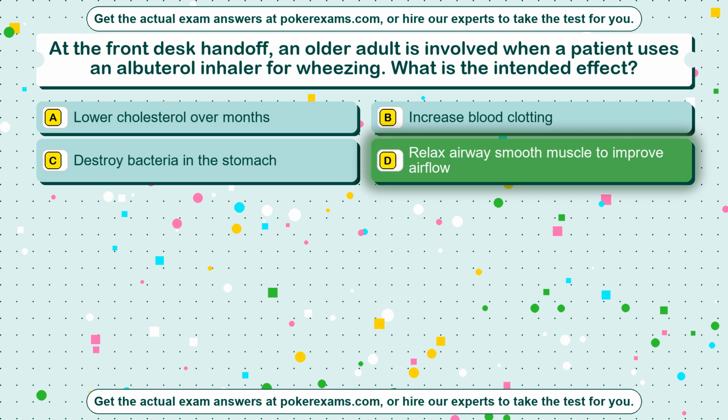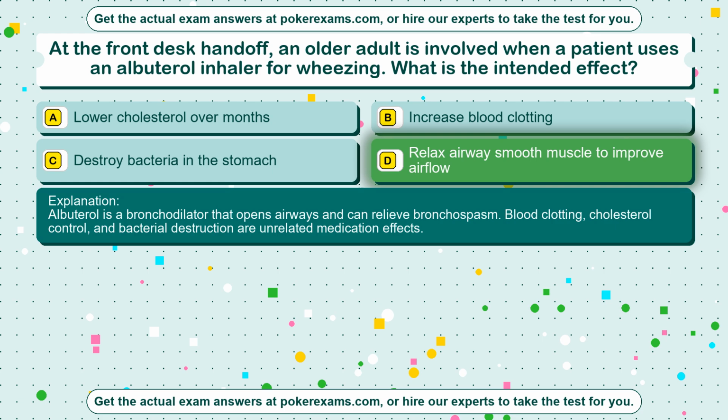The correct answer is option D, relax airway smooth muscle to improve airflow. Albuterol is a bronchodilator that opens airways and can relieve bronchospasm. Blood clotting, cholesterol control, and bacterial destruction are unrelated medication effects.